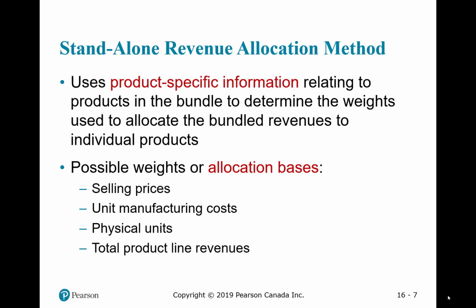The standalone revenue allocation method uses product-specific information. And again, I've alluded to some of those examples. You might be looking at the selling price of the product itself. You may even look at the manufacturing cost or the number of physical units that go into a particular bundle. If you buy a bag of Halloween candy, maybe there are 10 Kit Kats, 4 Snickers, and an Oh Henry bar. Or whatever it is. I mean, again, you could look at the physical number of units that are in the bundle. You could even use product line revenues as an allocation base.